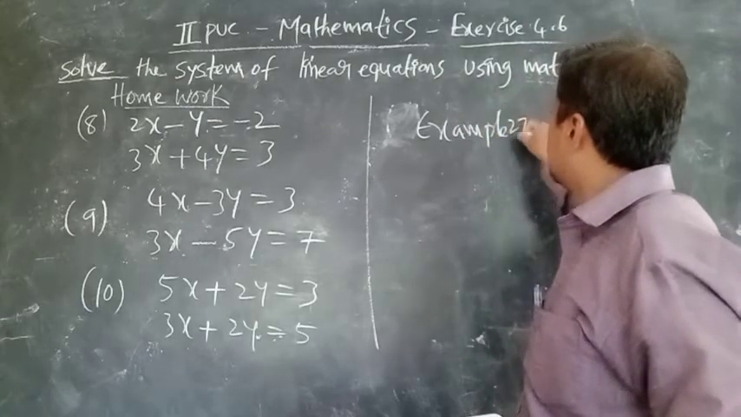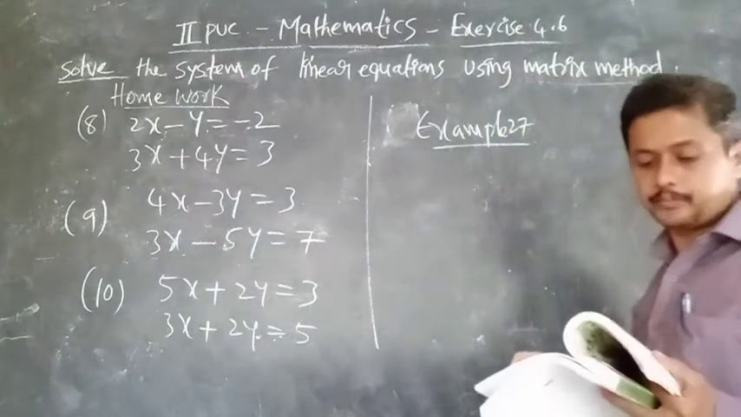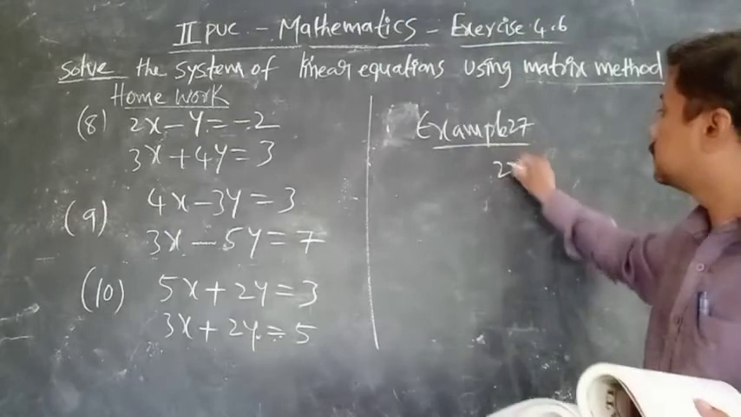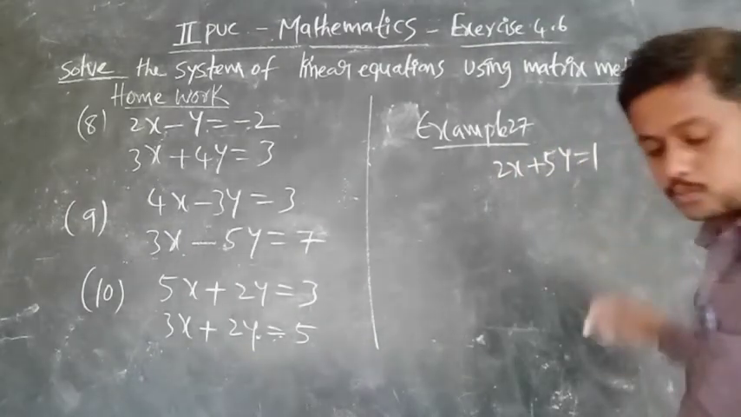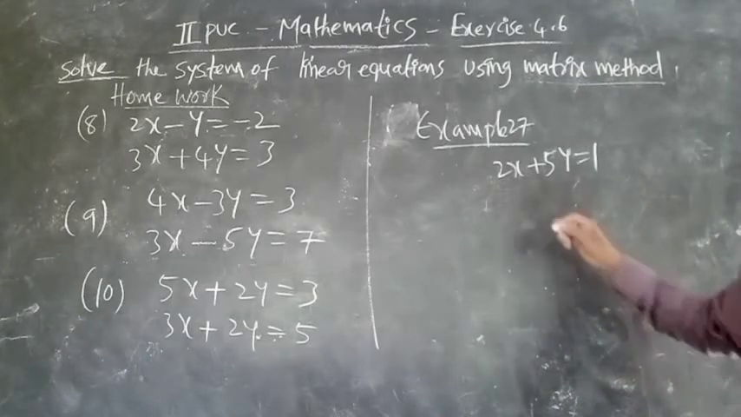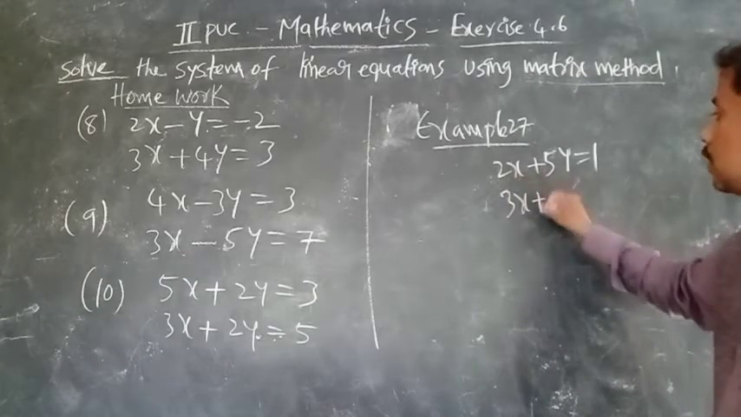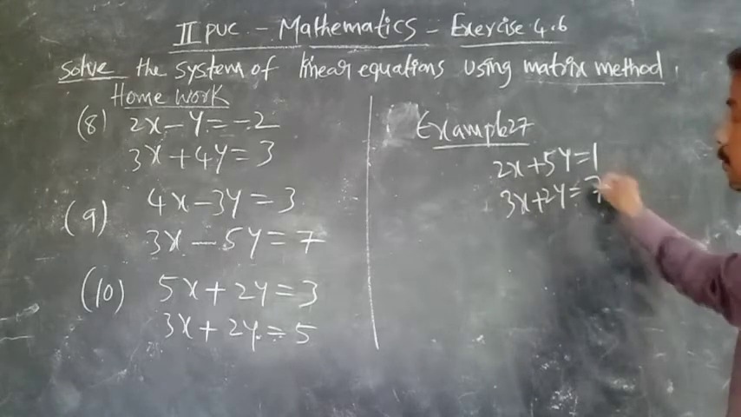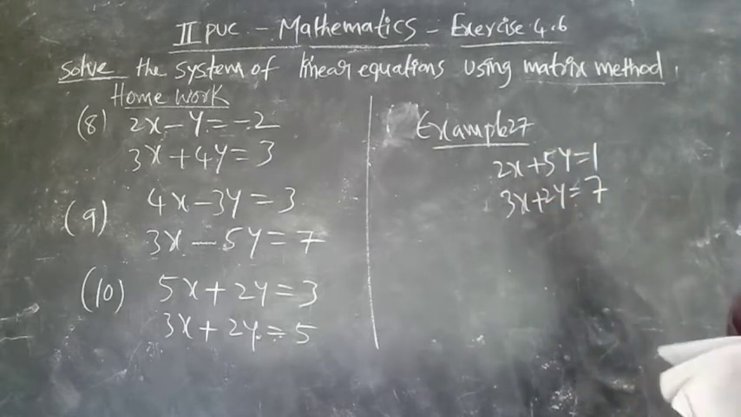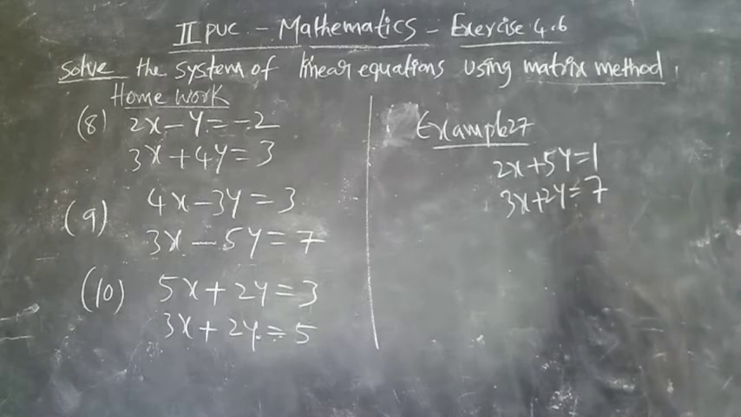Example 27. Okay. 2x plus 5y is equal to 1, 3x plus 2y is equal to 7. Example 27. Okay, so I have to do this also as homework. These are the homework you have to do.